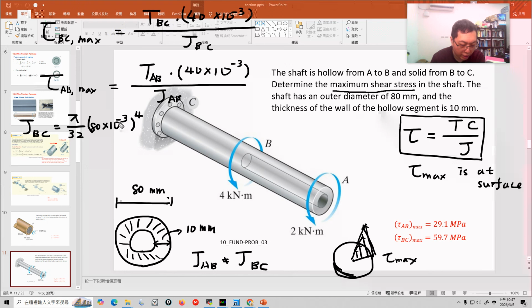I'm not sure about the value. Okay, let's keep it.